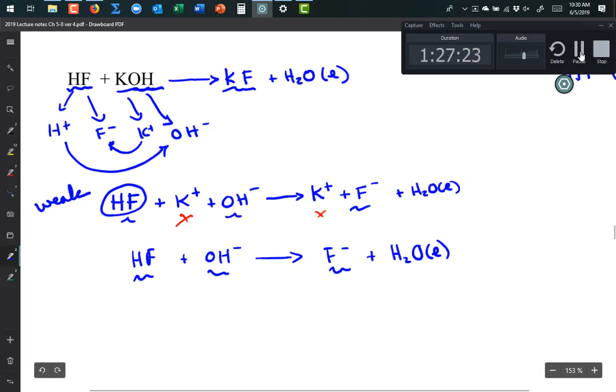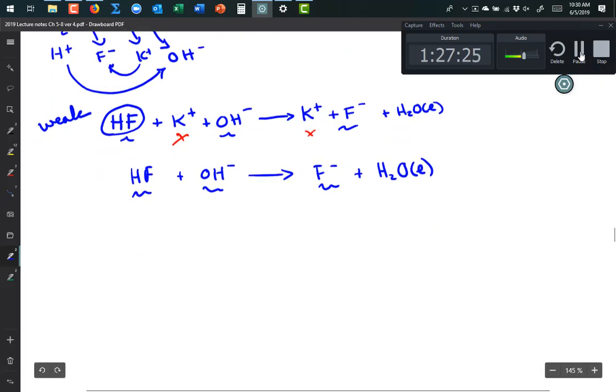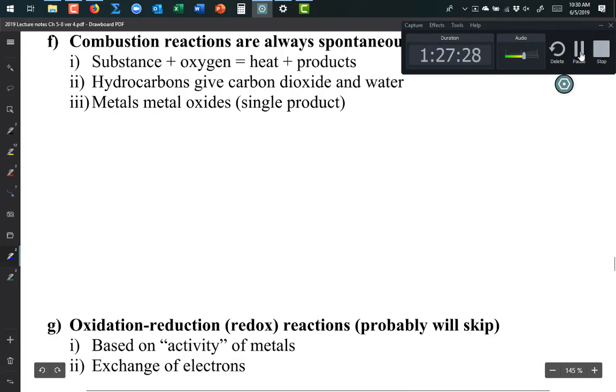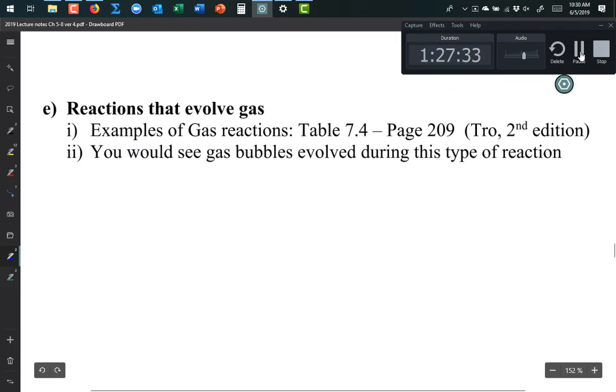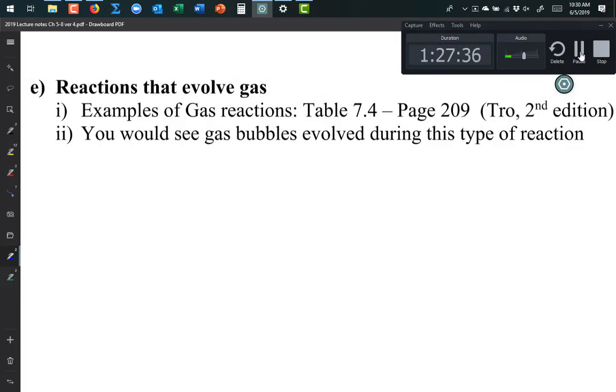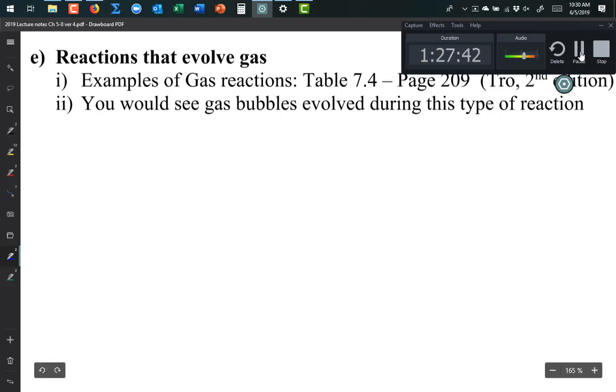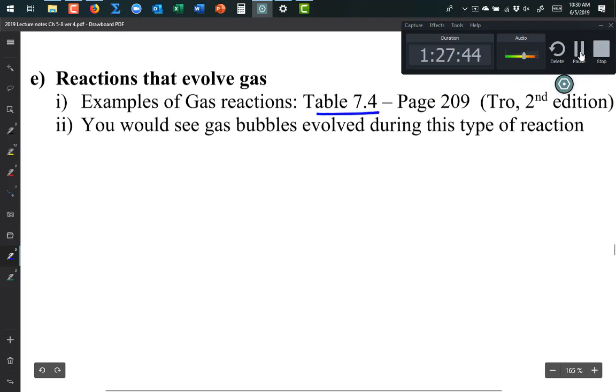Right. Last thing to go over, I think, in this chapter. Yeah, really, because we've already done combustion. Is reactions that evolve gas. So I'm going to make a little table for you, but actually it says it's table 7.4, and it's on page 209 in the second edition, but I think it's table 7.4 in all of them. It's like the book doesn't change that much. We've known about gas forming reactions for about 150, 200 years. It just really doesn't change that much.